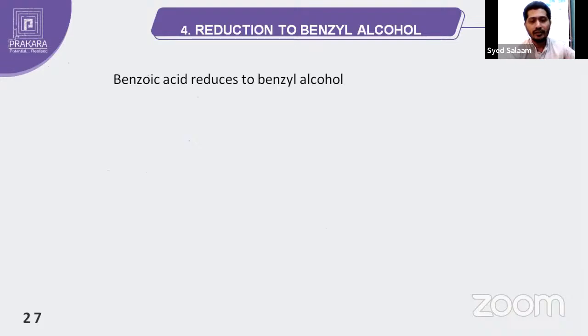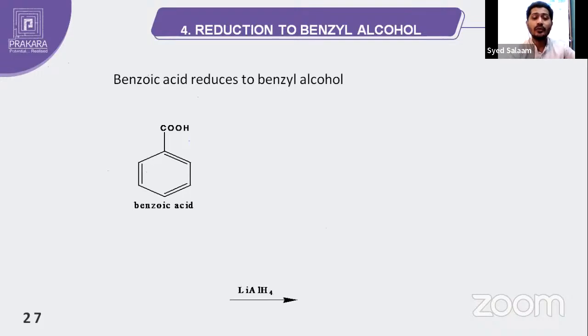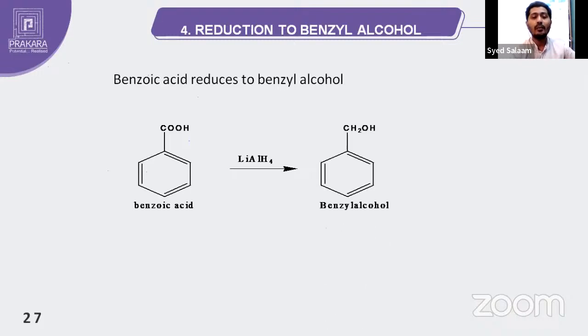Next is reduction, where benzoic acid gets reduced into benzyl alcohol. Reduction is nothing but addition of hydrogen and removal of oxygen. From benzoic acid, one oxygen gets removed and two hydrogens get added. It happens in the presence of a very strong reducing agent, lithium aluminium hydride. When lithium aluminium hydride reacts with benzoic acid, it reduces it into benzyl alcohol.